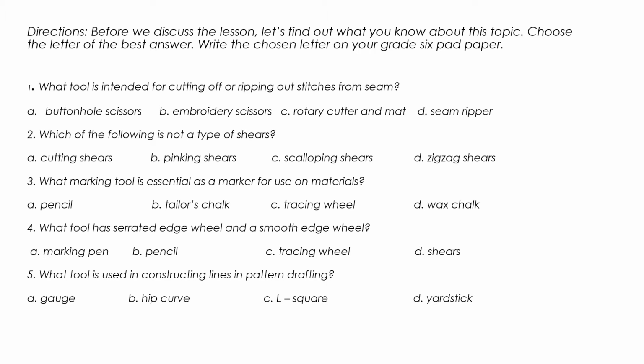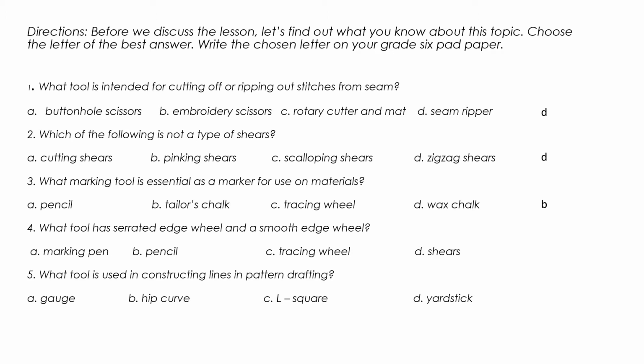For number 1, the correct answer is D, seam ripper. For number 2, the type of shear which is not included as a type of shear is letter D, zigzag shears. Number 3, the correct answer is B, tailor's chalk. It is very essential for a tailor or a dressmaker.